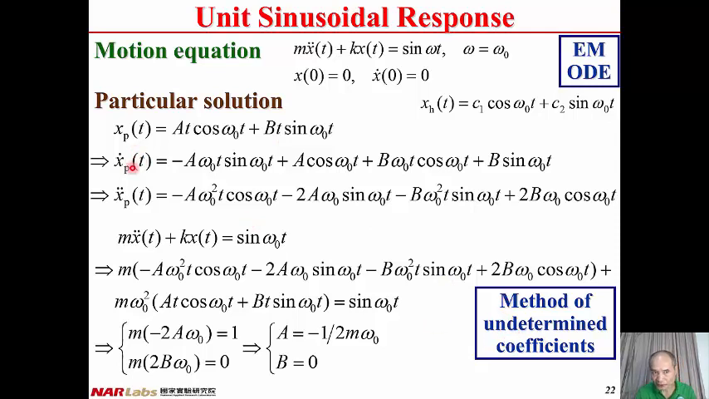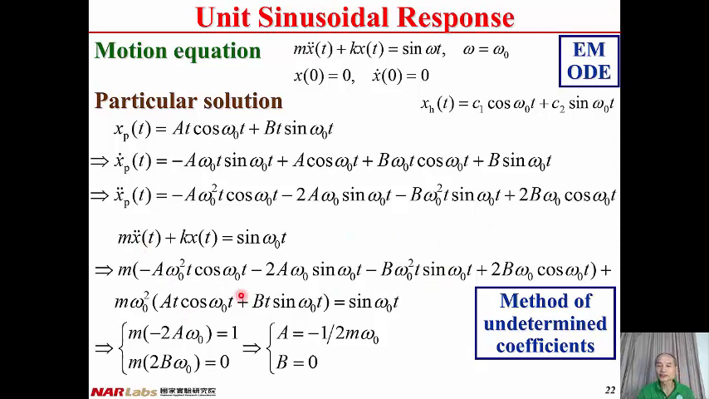Take the first derivative. We have x_p dot, expressed in this way, and take the derivative again. We have x_p double dot, expressed in this way. Substitute x_p and its derivatives into the differential equation. Then we have this equality.